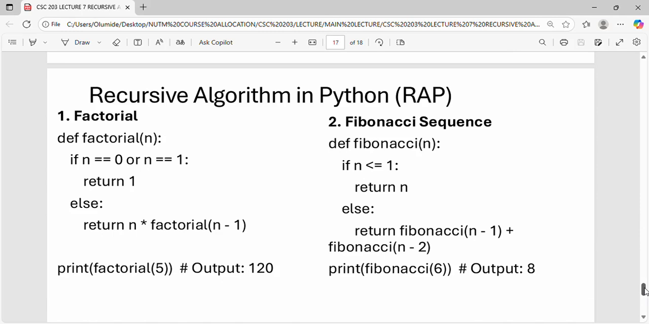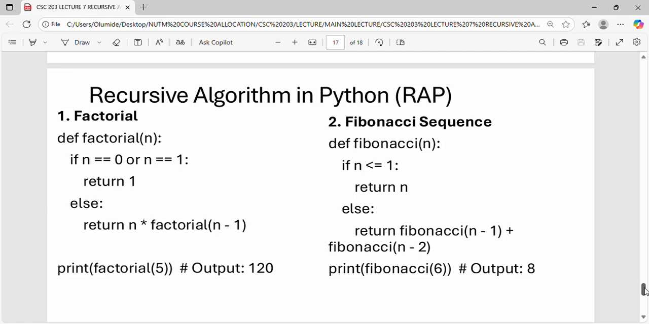And let's look at recursive algorithms in Python. I want to look at a few examples. Now for factorial, n factorial, we already defined it. We have our factorial n. So if n is equal to 0 or n is equal to 1, then return 1, because 0 factorial is 1 and 1 factorial is 1. Else, you can see the colon there, return n star, that is multiplied by factorial n minus 1. And that is what it means.